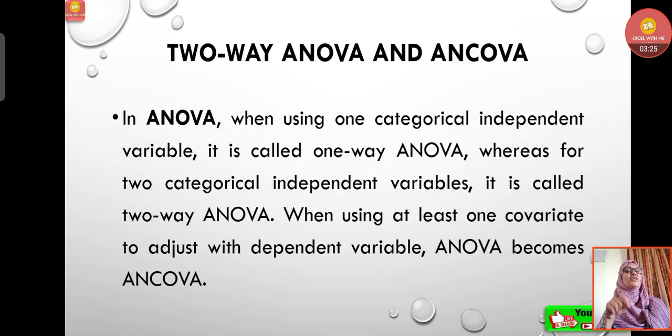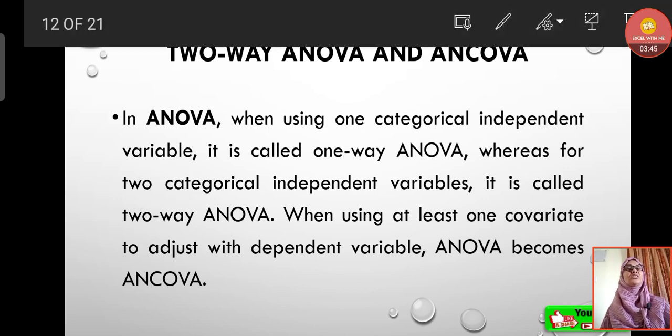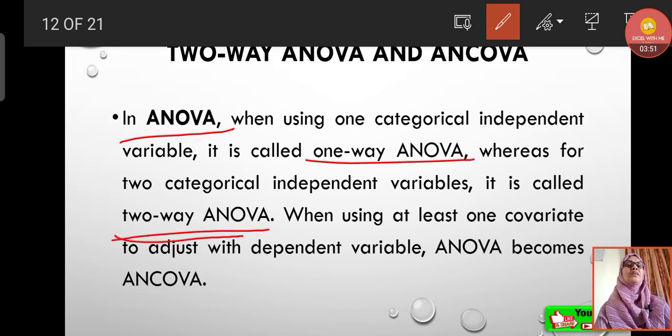In ANOVA, when using one categorical independent variable, it is called one-way ANOVA, whereas for two categorical independent variables, it is called two-way ANOVA. When using at least one covariate to adjust with the dependent variable, ANOVA becomes ANCOVA. This is very, very important. We need to understand about ANOVA, one-way ANOVA, and then two-way. Then ANOVA, how it becomes ANCOVA.